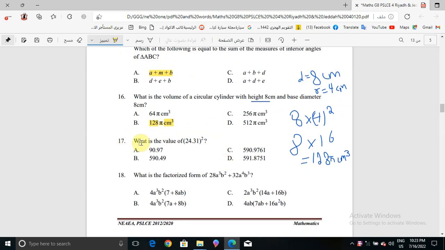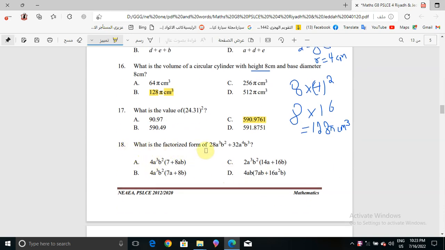Now question number 17 says, what is the value of 24.31 squared? After multiplying it, you will get 590.9761. Okay, and question number 18: what is the factorized form of 28a cubed p squared plus 32a to the power of 4 p cubed? Now here, first of all we have 28, right? 28 will be 4 times 7, a cubed, which is a 3 times, and p, which is p 2 times, p squared.